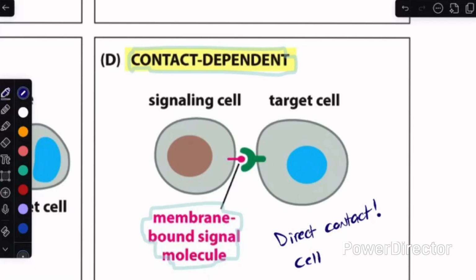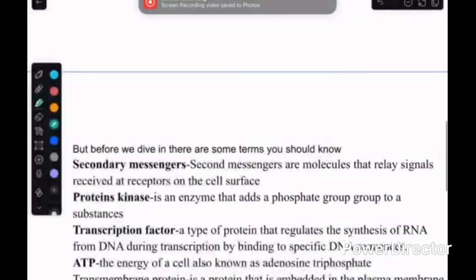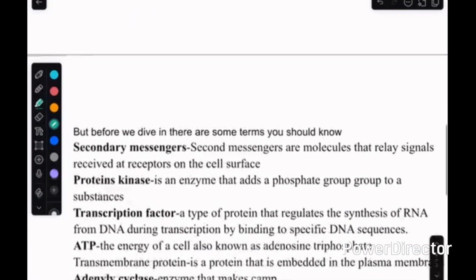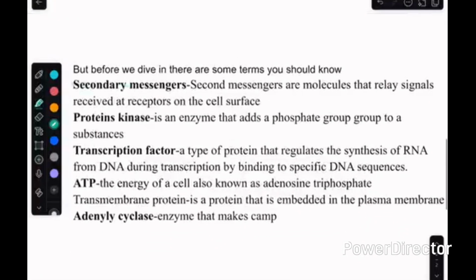Well, you're probably wondering what happens after a signal molecule binds to a receptor. Well, do I have a great pathway for you. But before we dive in, there are some terms you should know, such as secondary messengers. So, a secondary messenger is a molecule that relays signals received at receptors on the cell surface.